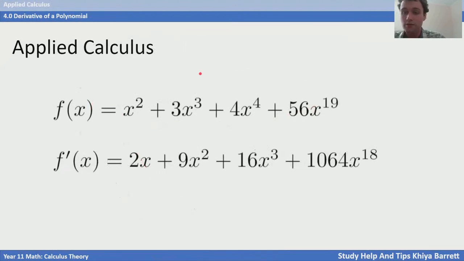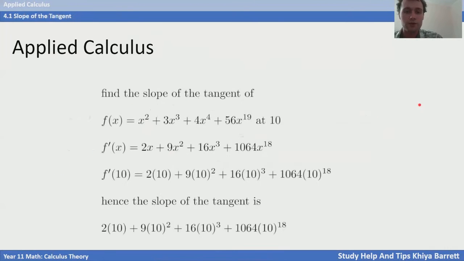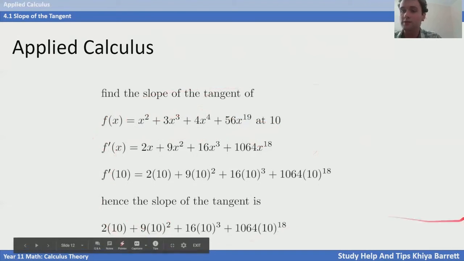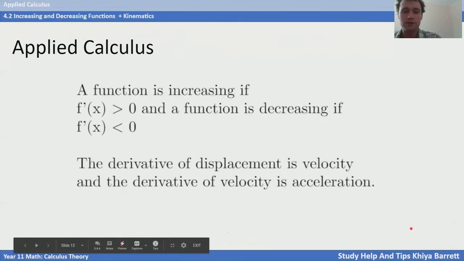You can solve the derivative of this polynomial using first principles, or in this case, you could use that the derivative of x raised to the n is n x raised to n take 1. You don't need to do it in first principles. Find the slope of the tangent. So if we want to find the slope of the tangent of this, we need to solve the derivative, and we want to find the slope at 10. Well, the slope at 10 is going to be this. Easy peasy. A function is increasing if the derivative is greater than 0, and it is decreasing if the derivative is less than 0.